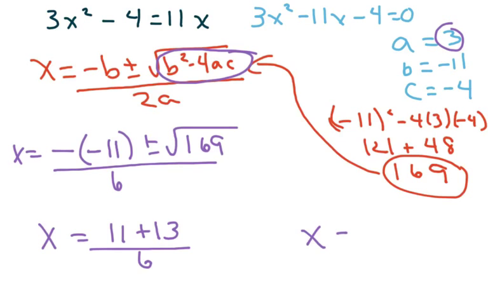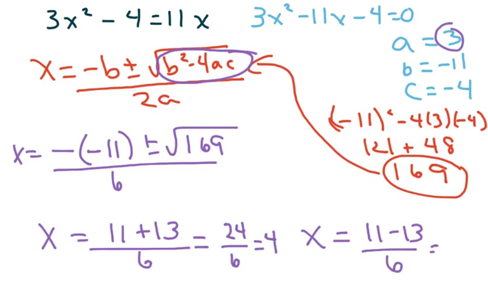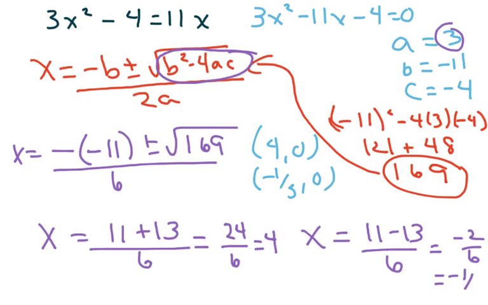And we also have x equals 11 minus 13 over 6. So this is going to give us 24 over 6, which equals 4. And this is going to give us negative 2 over 6, which equals negative 1/3. Whoops, sorry. So your answers are 4, 0, and negative 1/3, 0. It's negative 1/3. Let me write this out. This is negative 1/3. All right.